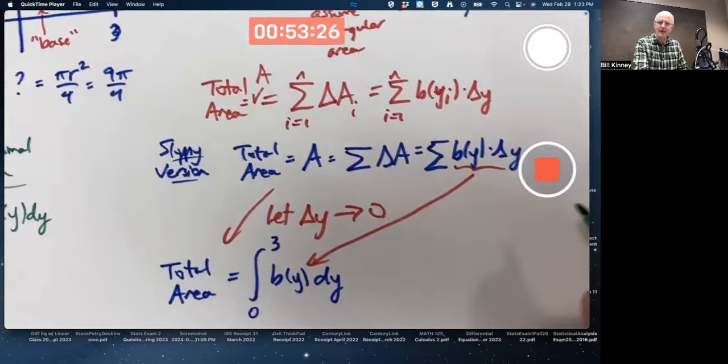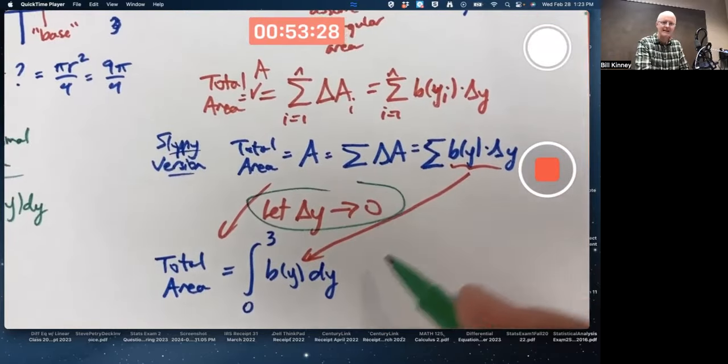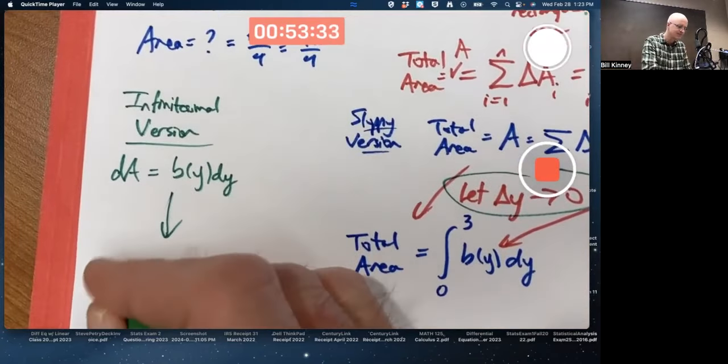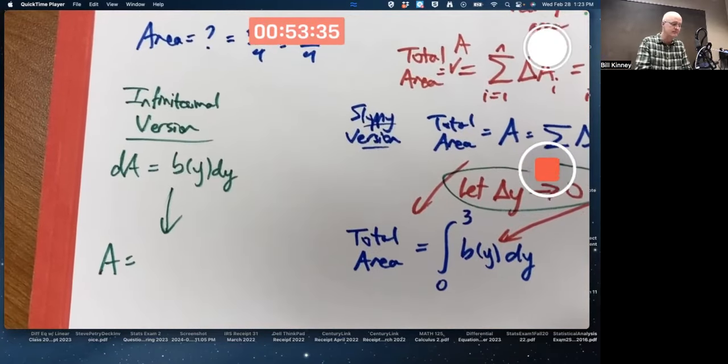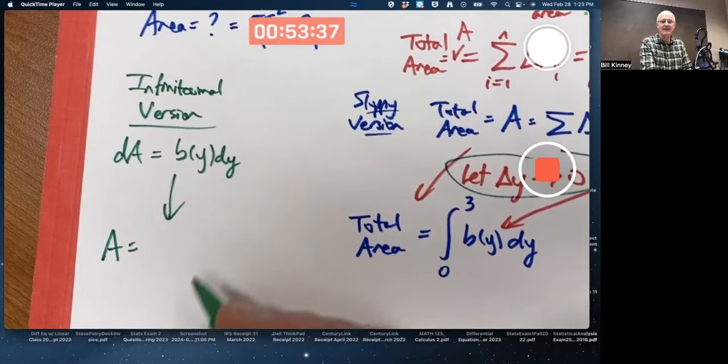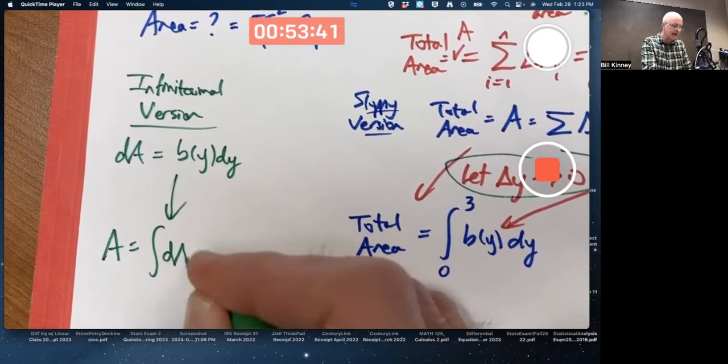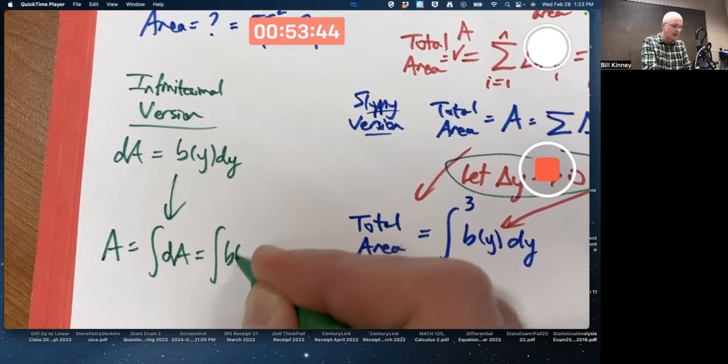What we do up here, we let delta y go to 0. Do I let dy go to 0? No, effectively, it's already 0. Or it's infinitesimal. So instead of saying let dy go to 0, we just say A is the integral of dA, which is the integral of b of y dy.